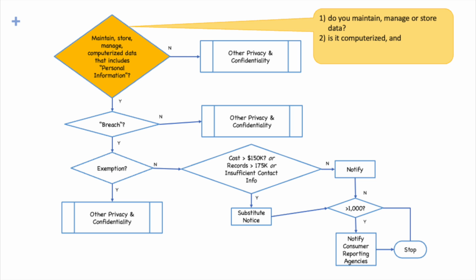Second, are the data computerized? The Act does not cover paper records that might be broken into or stolen, and whether it covers digital records stored on, say, disk is not clear. Perhaps they only become computerized when attached to a computer. Lastly, do the data include personal information? Because only personal information is protected by the Act, and it has a very specific definition.